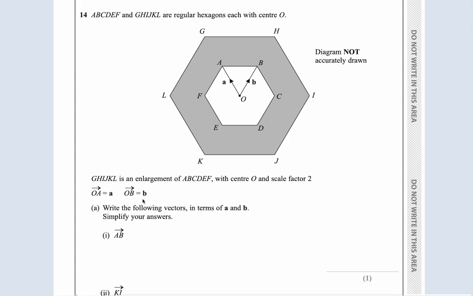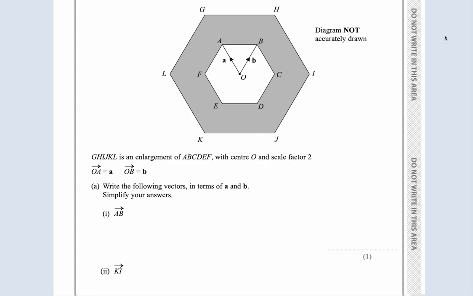Okay, question 14. So we have regular hexagons A, B, C, D, E, F and G, H, I, J, K, L. This is a vector question, guys. OA is A and OB is B. Write the following vectors in terms of A and B. Okay, we have A to B. So AB is this vector here. It goes from here to here. Now the way we get from A to B is we have to go this way. We're going to go minus A against this arrow, and then plus B that way. So AB is minus A plus B, or nicer probably to write B minus A.